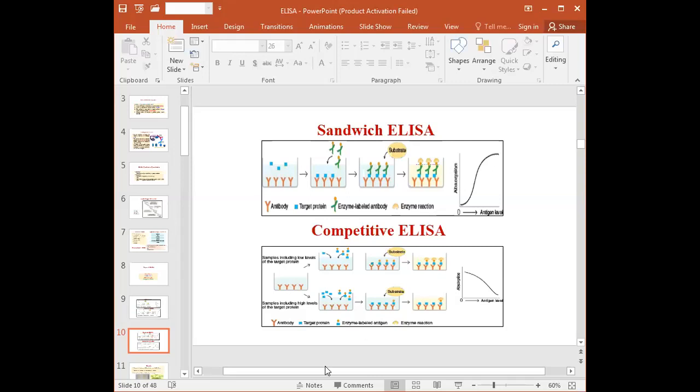But here we are using the sandwich ELISA because the sandwich ELISA has some advantages over the indirect or the direct ELISA. So what are the advantages the sandwich ELISA provides? The advantage is that this particular technique, the sandwich ELISA technique, is highly specific.